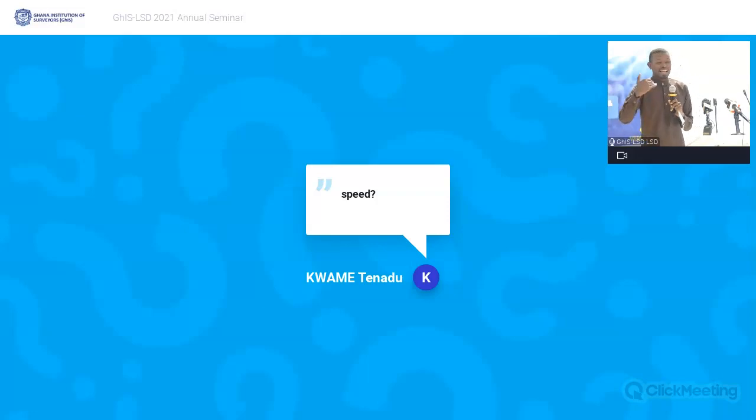So if we have a breakthrough in technology, such that we have batteries that can fly for hours, then we can target using drones for that. But at the moment, we have a limitation of extent of flight using drones.